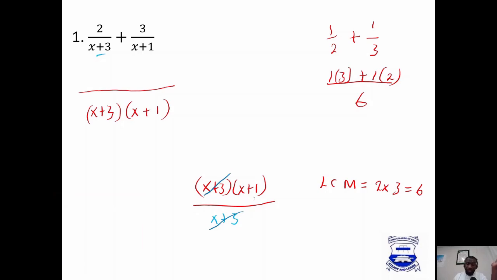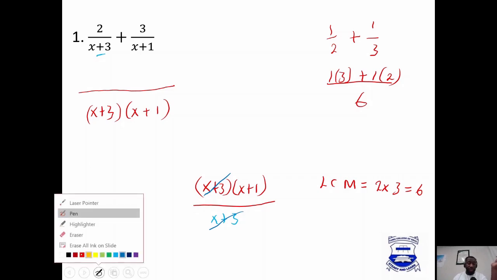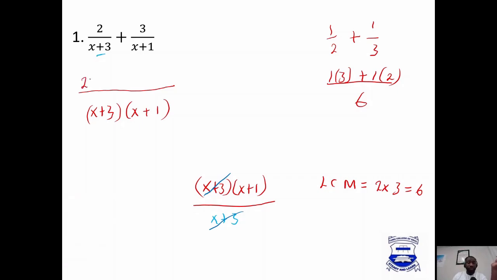So now we're going to multiply this x plus 1 by the first numerator, the 2. So now I'm going to have 2 parenthesis x plus 1, right? Plus, after that, we got to divide the whole of this again by x plus 3, sorry, by x plus 1, because that's our second denominator. So I'm going to divide it by x plus 1, right?